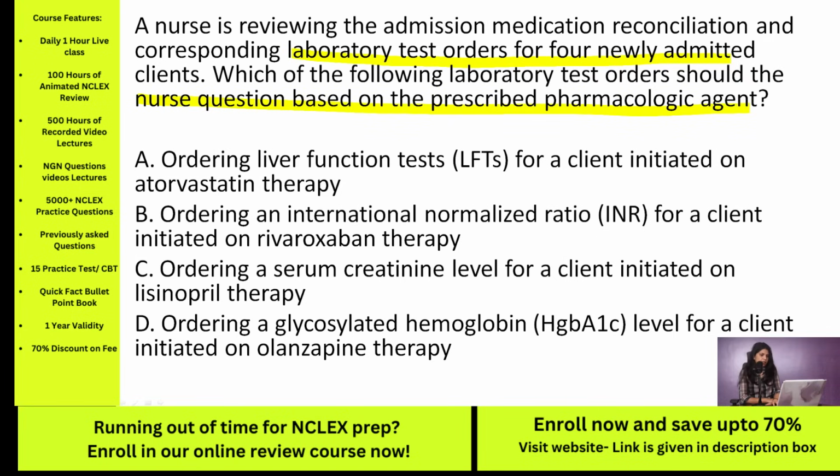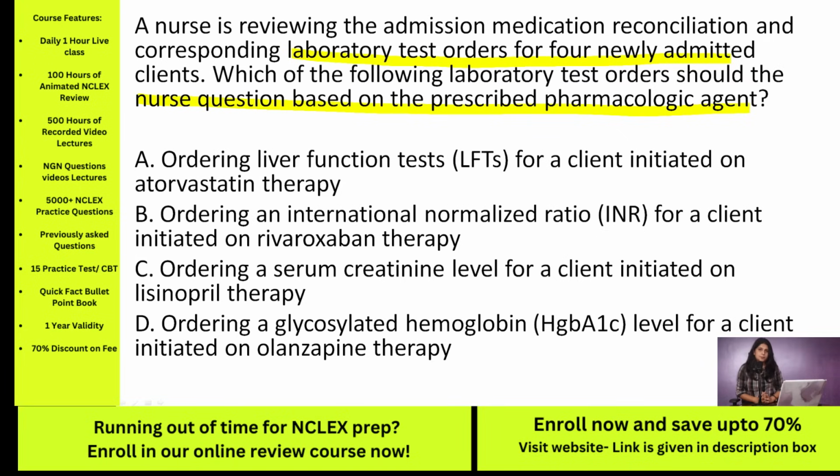Option A, ordering liver function tests for a client initiated on atorvastatin therapy. Option B, ordering an international normalized ratio for a client initiated on rivaroxaban therapy. Option C, ordering a serum creatinine level for a client initiated on lisinopril therapy. Option D, ordering a hemoglobin A1C level for a client initiated on olanzapine therapy. Now let's determine which of these laboratory orders does not align with the medication prescribed.